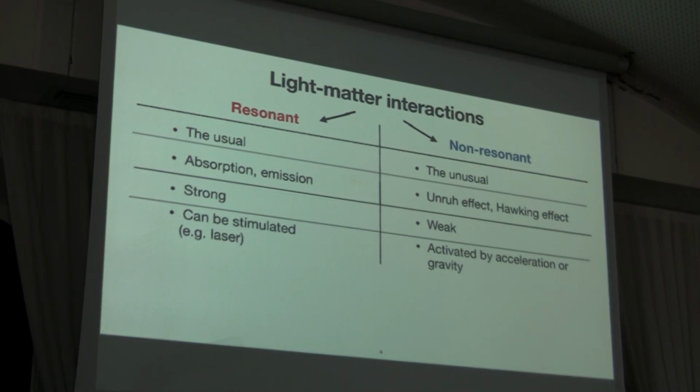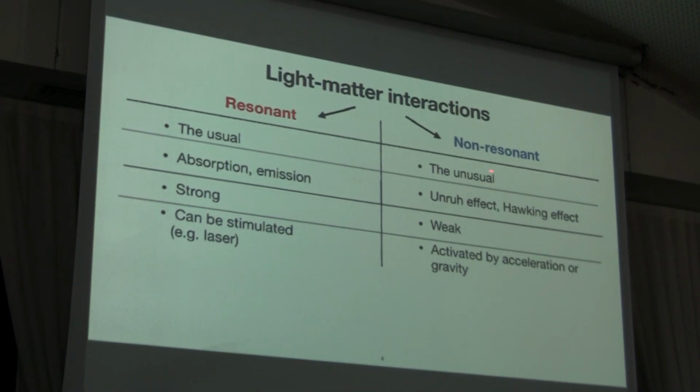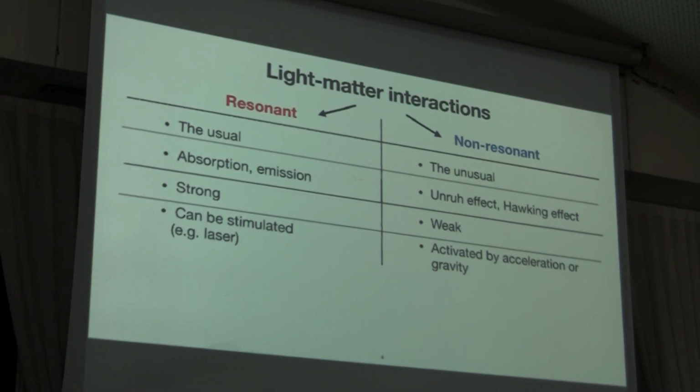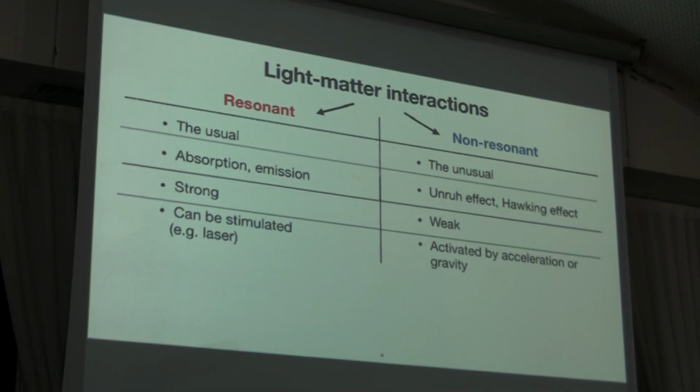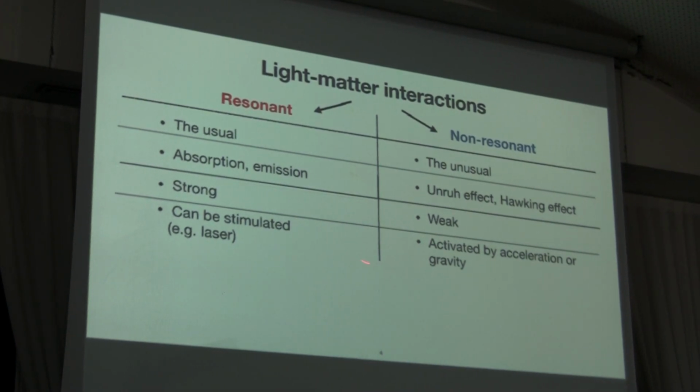When it comes to light-matter interactions, for this talk today, it's important to understand the difference between resonant and non-resonant interactions. The resonant ones are the usual ones, absorption and emission. They are responsible for the fact that we can see and the way that we see the world around us, so they are everywhere around us. They are strong interaction terms, which is why they are the usual ones.